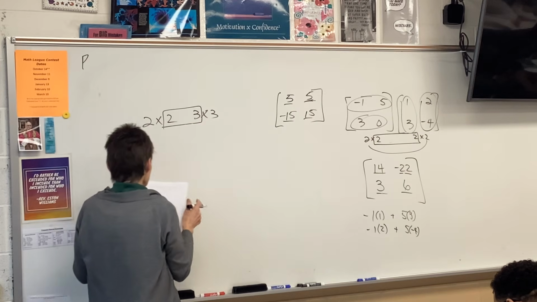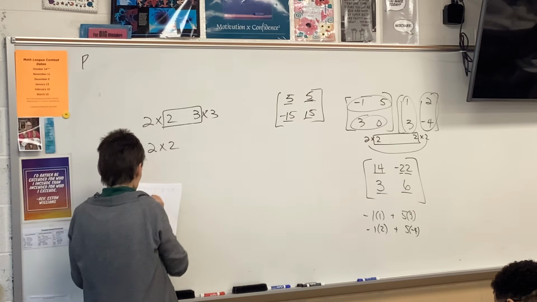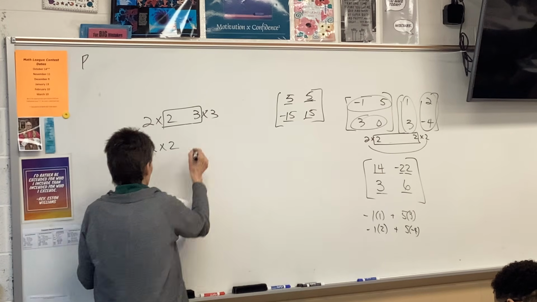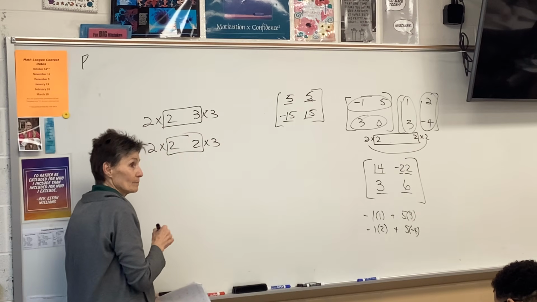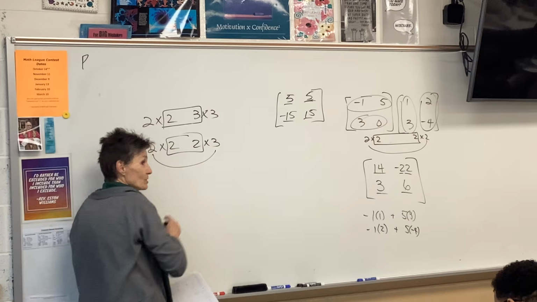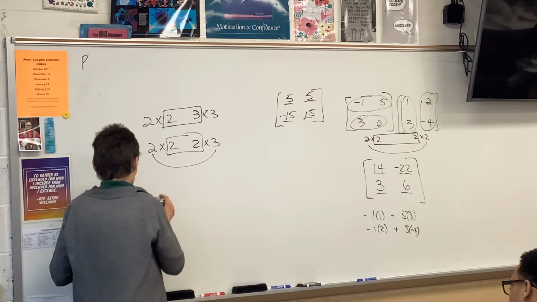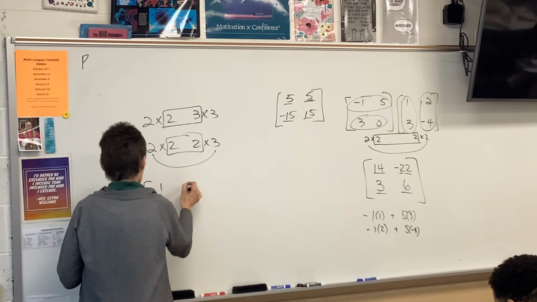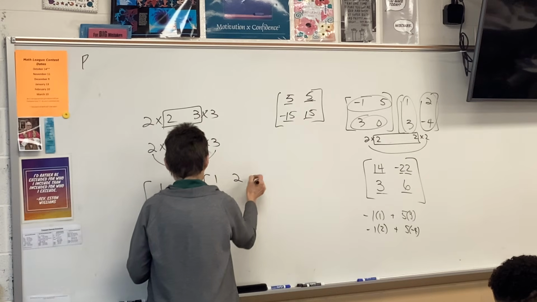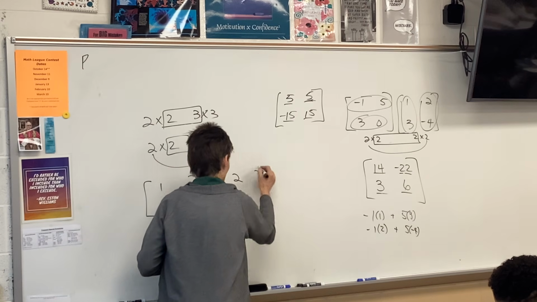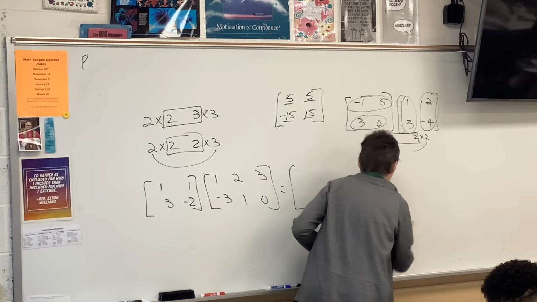Now, can I do D times G? What are the dimensions of D? 2 by 2. What are the dimensions of G? 2 by 3. Okay, these are gonna multiply, right? And the answer is gonna be a 2 by 3. All right, so let's see if we can get this figured out. E times G. And we're gonna get a 2 by 3.